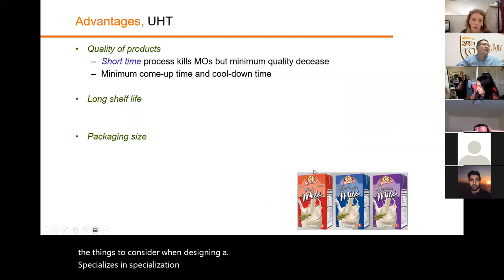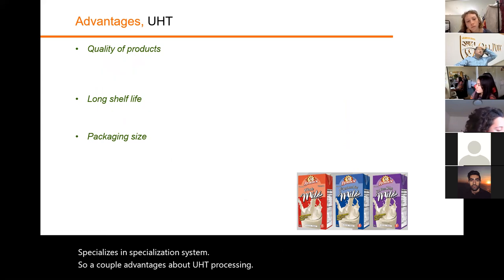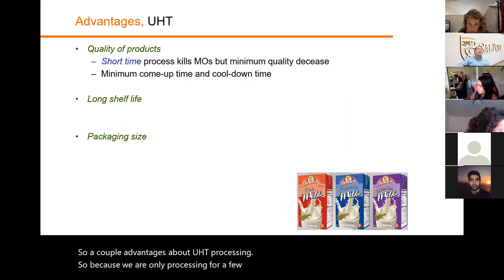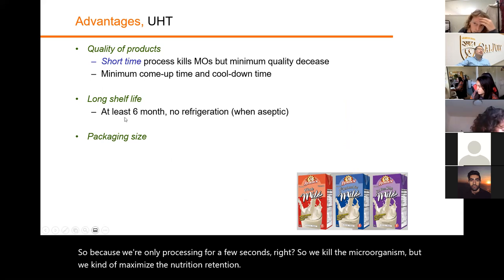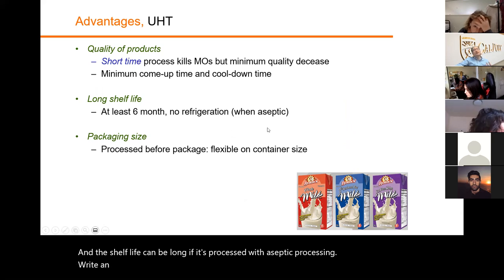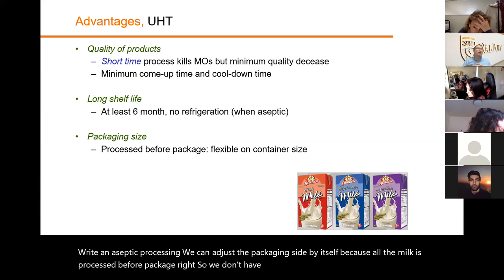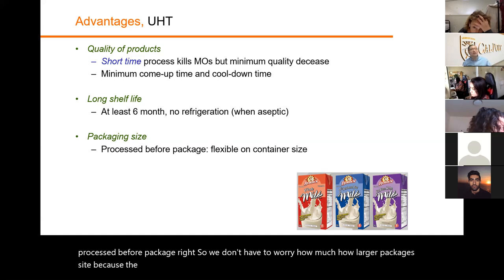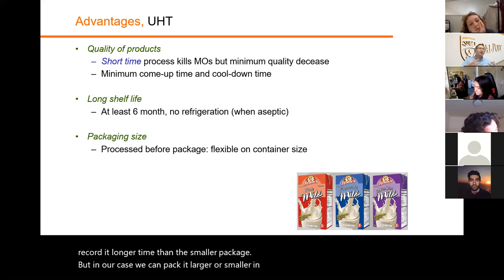pasteurization system. Okay, so a couple of advantages about UHT processing. Because we are only processing for a few seconds, we kill the microorganisms but maximize the nutrition retention. And the shelf life can be long if it's processed with aseptic processing. In aseptic processing, we can adjust the packaging size ourselves because all the milk is processed before packaging. We don't have to worry how large the package is, whereas with the retort, a large container has to be retorted longer than a smaller package. In our case, we can package larger or smaller in the aseptic region, depending on consumer need.